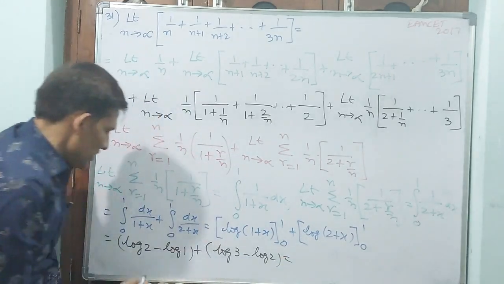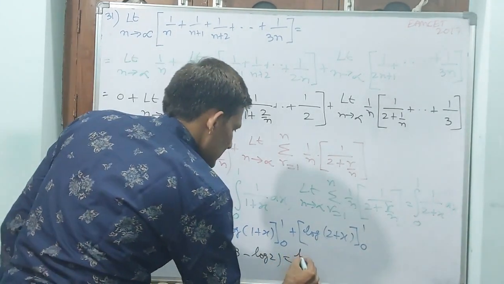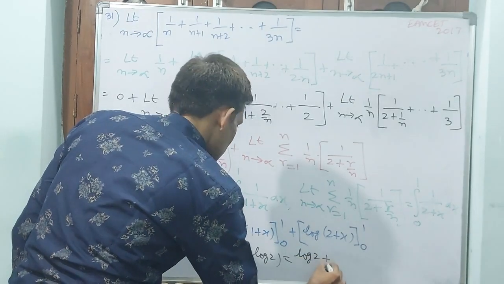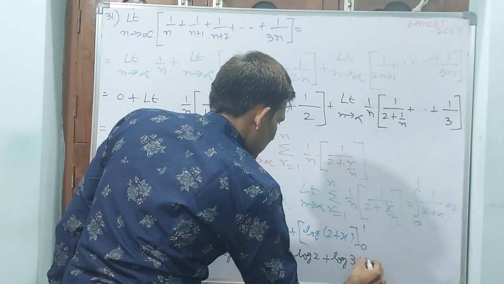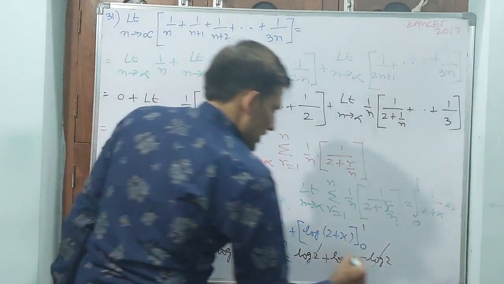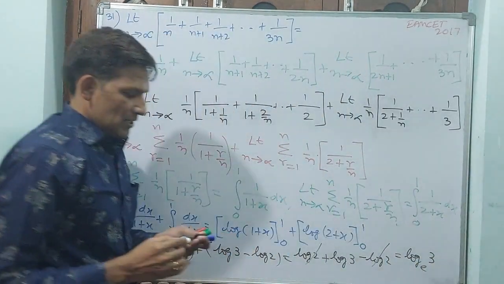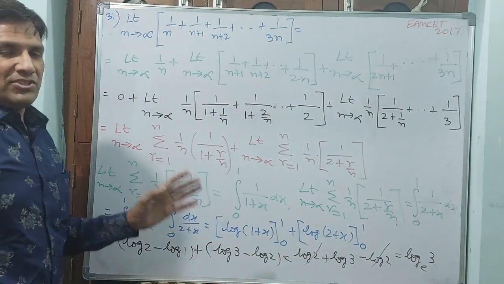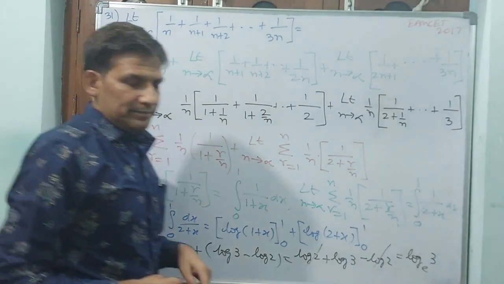That is equal to, you see, log 1 is 0, log 2 plus log 3 minus log 2. Minus log 2 plus log 2 cancel out. The answer is log 3. Log 3 means to the base e. This is the answer. Okay? Let us go for the next question.